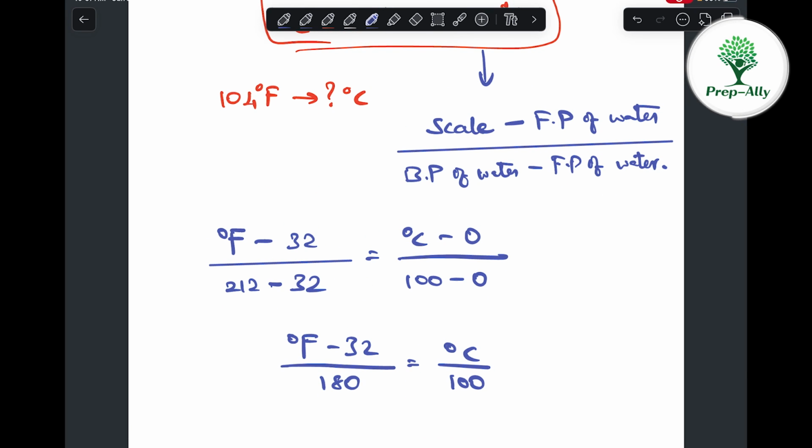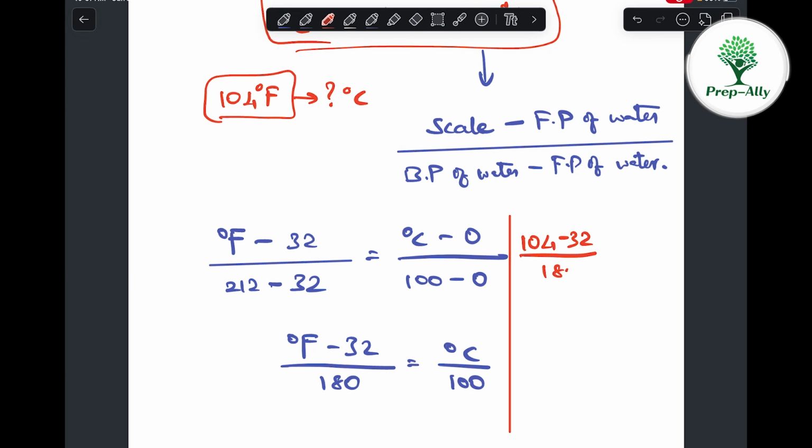Okay. Now you put the scale. Degree Fahrenheit is given as 104 degree Fahrenheit, right? Just put it here. 104 minus 32 divided by 180 is equal to degree Celsius by 100.